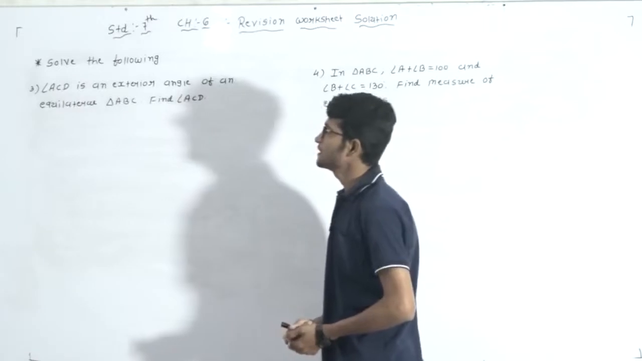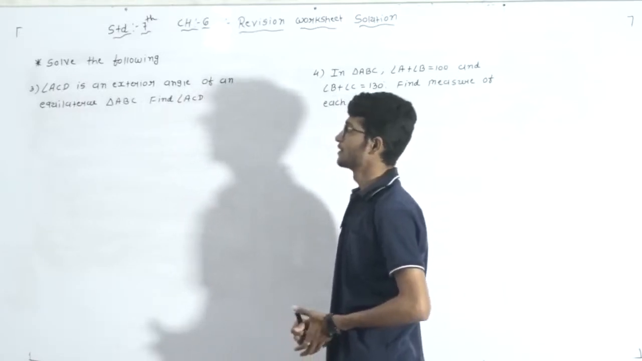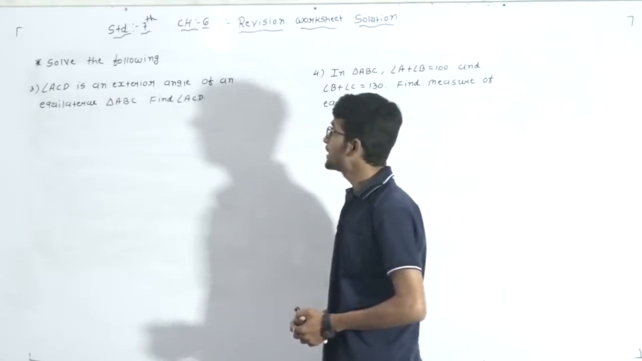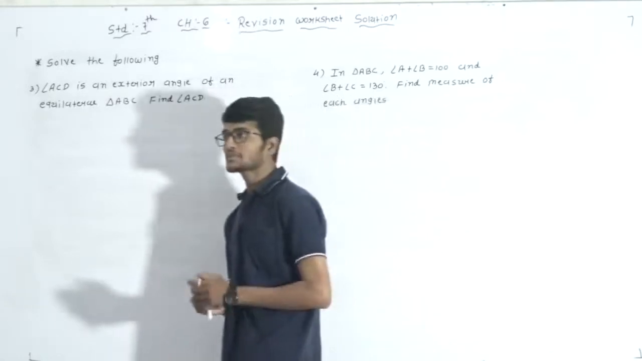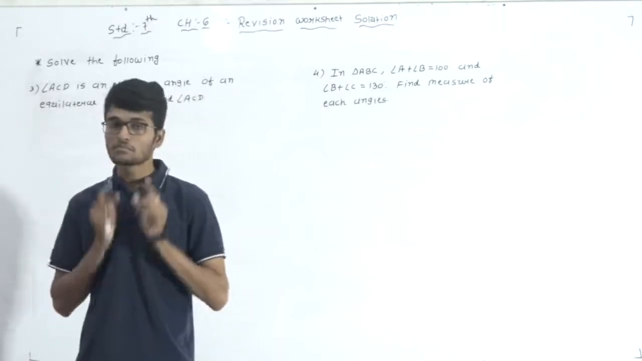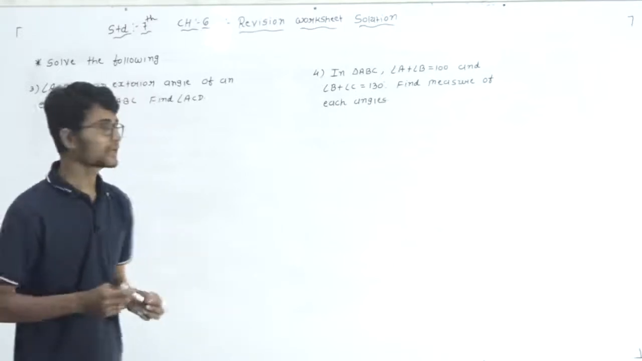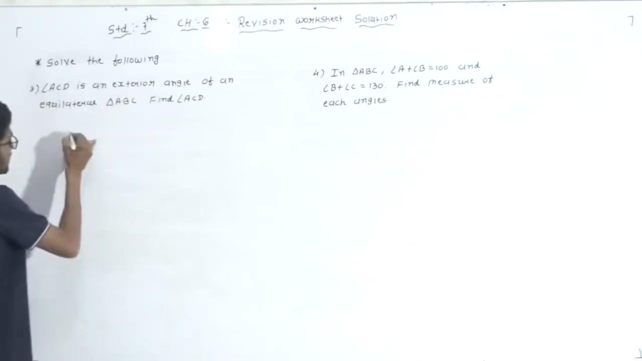Angle ACD is an exterior angle of an equilateral triangle ABC. Find angle ABC. It means here one triangle is given and its name is ABC, and triangle ABC is an equilateral triangle. Okay, so first of all we have to draw the triangle.